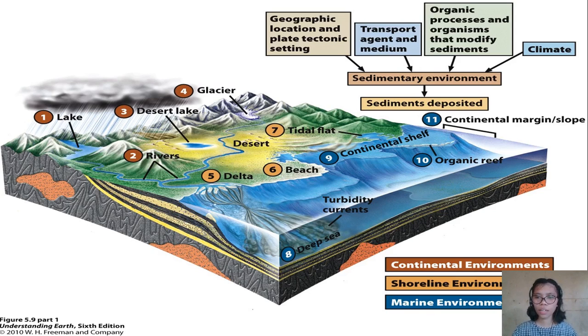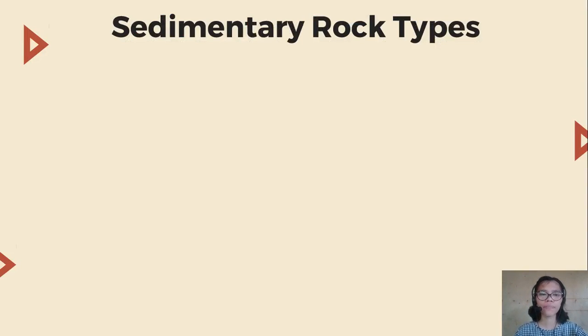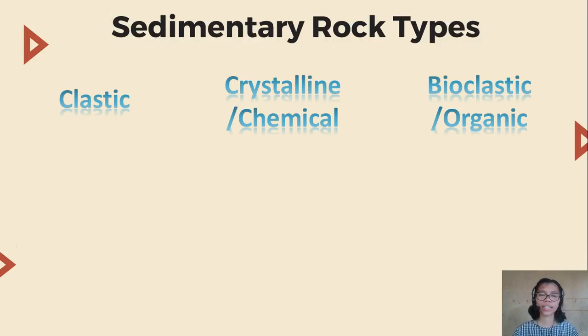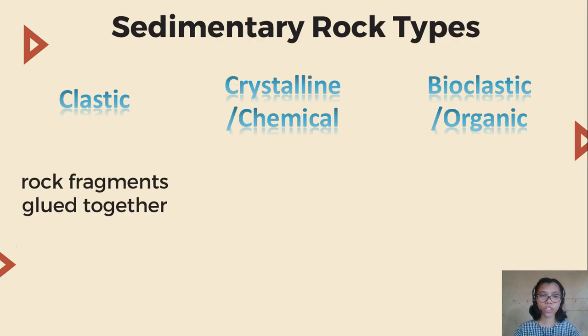We also have the continental environments, shoreline environments, and marine environments. There are three basic categories of sedimentary rocks: the clastic, the crystalline or chemical, and bioclastic or organic. Clastic rock fragments are lithified, or glued together, to form a rock. So these rocks are made of different pieces stuck together, and conglomerate and breccia have the largest particles.